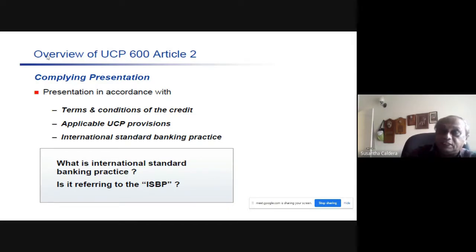They talk about international standard banking practice, but they have not mentioned, for UCP we say subject to UCP 600. Here we are not saying referring to ISBP 781. Why is that?